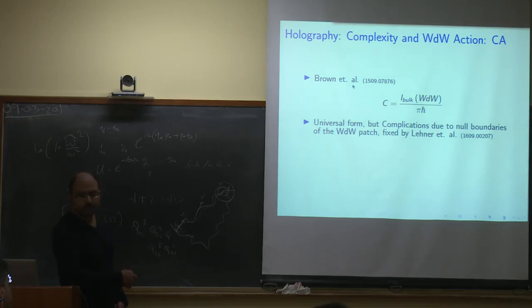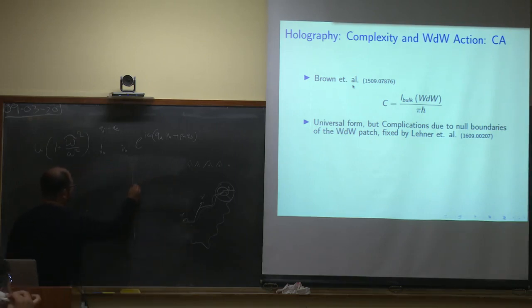What is the Wheeler-DeWitt patch? I will draw this later in a Penrose diagram, but if this is your boundary and this is some time, then the Wheeler-DeWitt patch is: you draw light rays in all directions, and the patch is the region inside the light cone. If you have two points, the idea is that it's the union of all space-like curves joining t1 and t2. You draw all possible space-like curves joining them, and the union of all of these is the Wheeler-DeWitt patch.